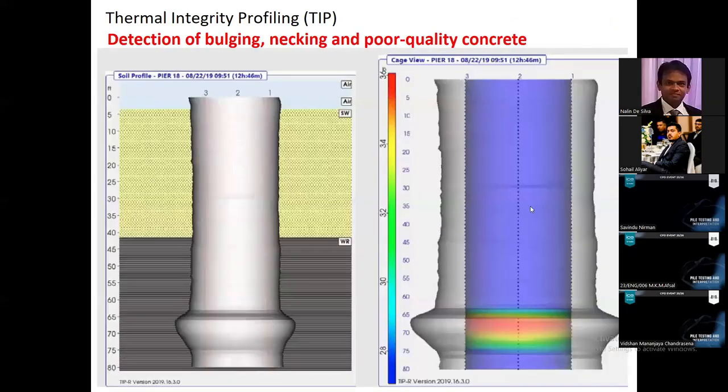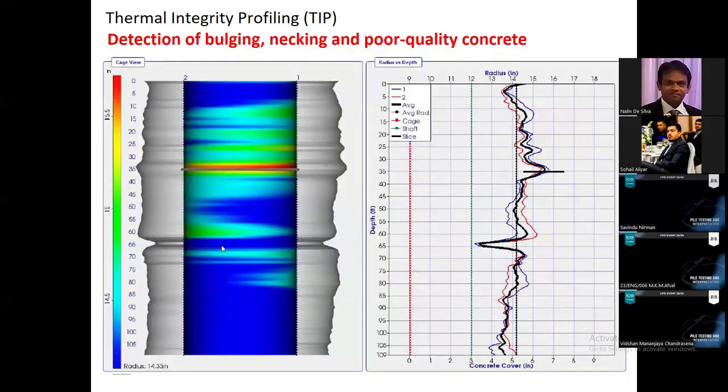So then the results can be presented in this kind of profile. Okay, the software is capable of presenting the results in this kind of three-dimensional profile. So indicating bulges, necking like this. This is indicating necking. Okay. Small temperature means if you have a sensor here, it dissipates energy faster than this sensor because of the small cover. Okay.